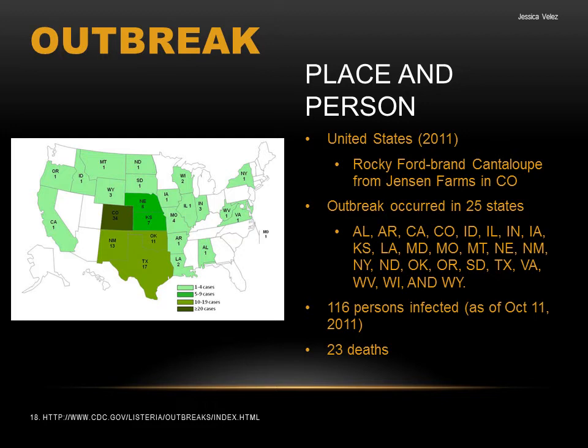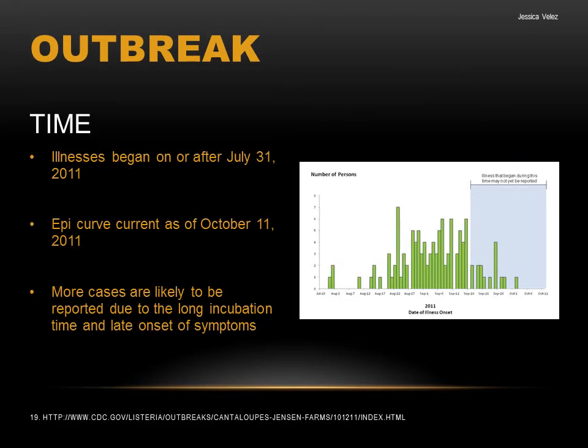The number of cases is expected to increase due to the long incubation period and the late onset of symptoms. With the available information, illnesses began on or after July 31, 2011. The epi curve provided is current as of October 11, 2011. Illnesses that occurred after September 16, 2011 might not be reported because of the long incubation time and late onset of symptoms.